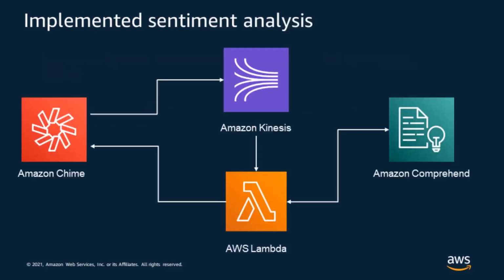To implement sentiment analysis, here we see the now familiar flow of Amazon Kinesis to AWS Lambda to Amazon Comprehend. Comprehend is used to determine the sentiment of each message, and that sentiment is sent back to the channel by the Lambda function. So here we can see what that looks like for users.